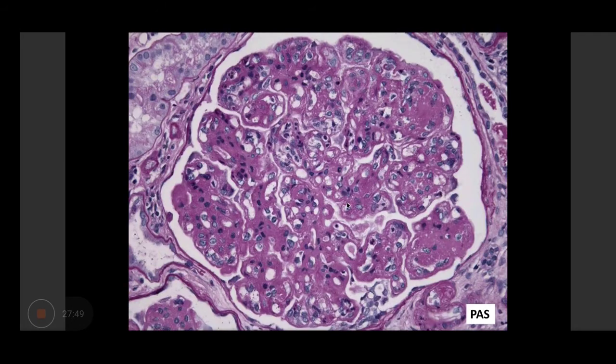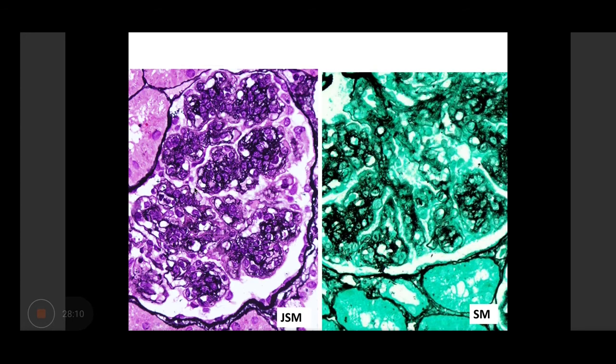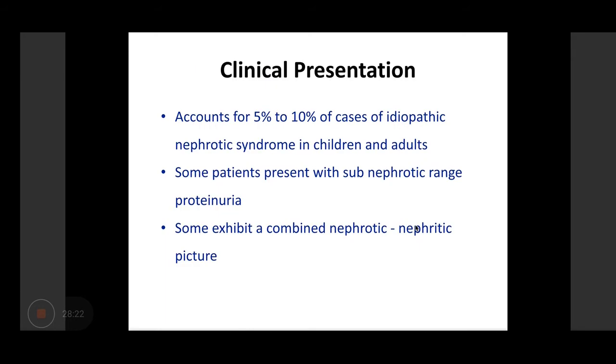When we do the PAS stain, you can see that the basement membrane shows two layers. You can see two dark layers here. Again, you can see two dark lines over here, and here also you can see two dark lines. So this is called double contouring or duplication of the basement membrane. This is still better seen on silver stains. For example, here you can see the two black lines. Here you can see the two black lines, and here also you can see the two black lines. So this kind of double contouring is classical for MPGN.